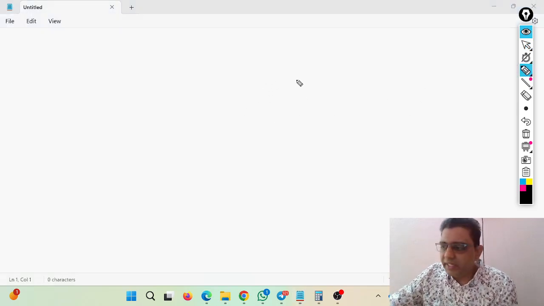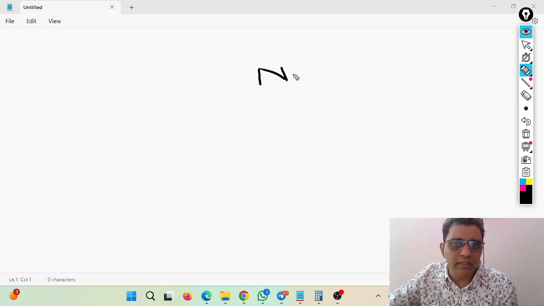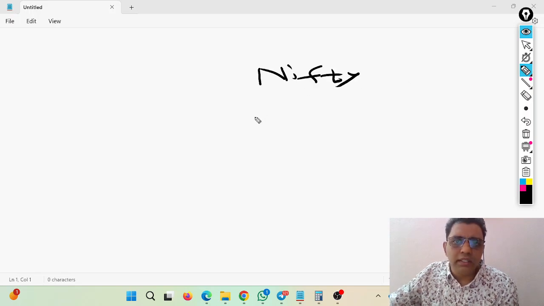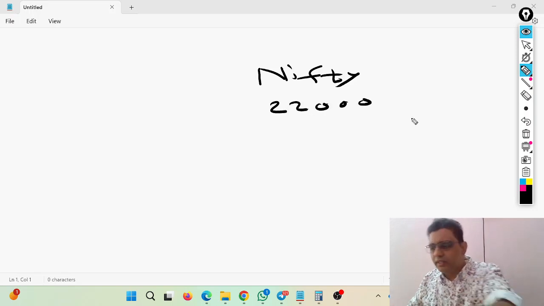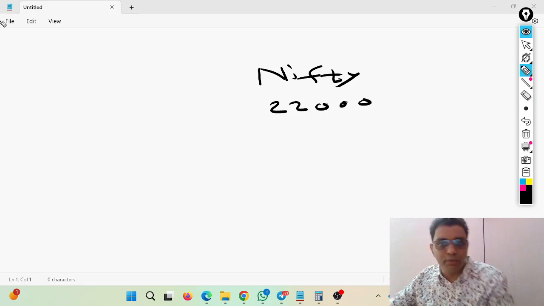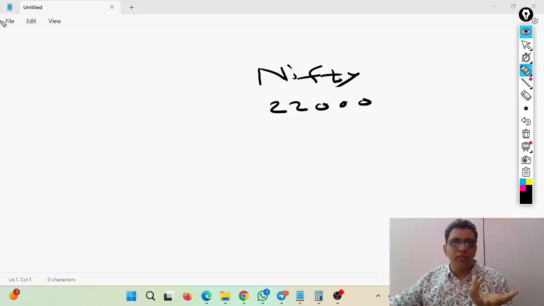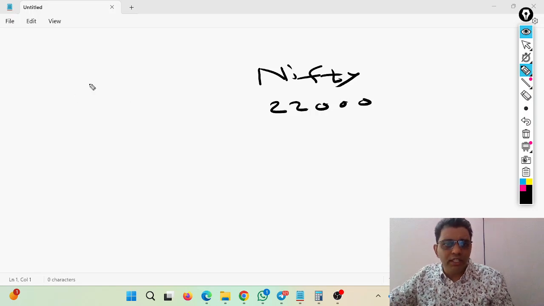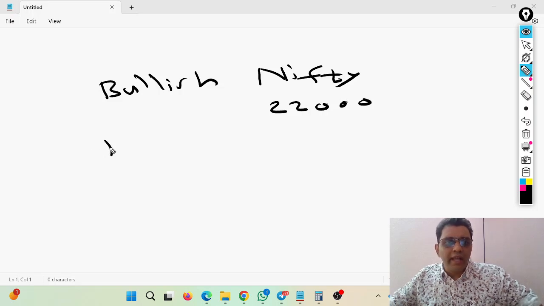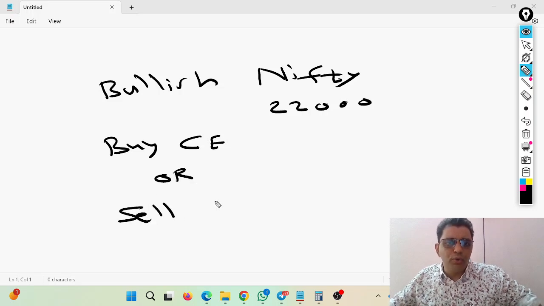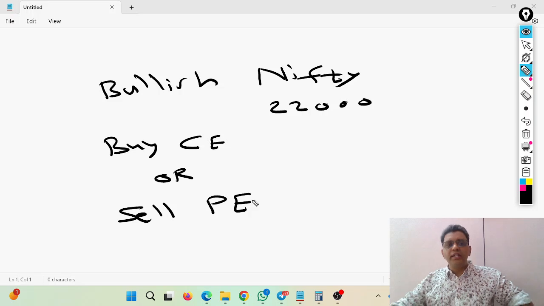Assume that Nifty is at 22,000, that is the spot price. This is just an assumption; I don't know the current Nifty spot price. And let's say I am bullish about the Nifty. Then what options are available? Either I can buy a call option, or I can sell a put option. These are the two options available if I am bullish about the Nifty.